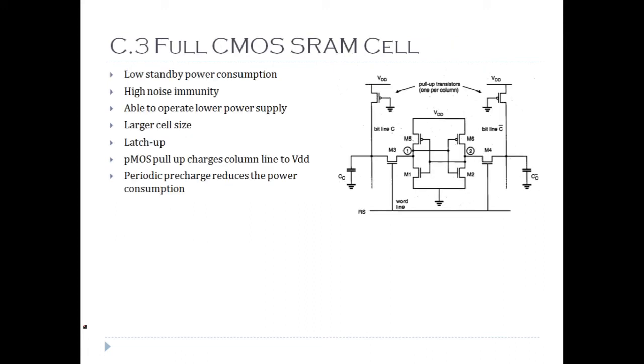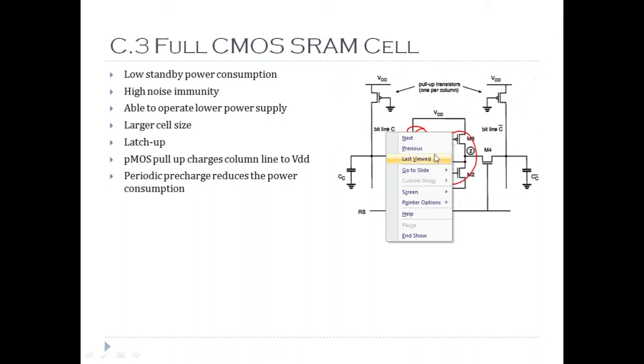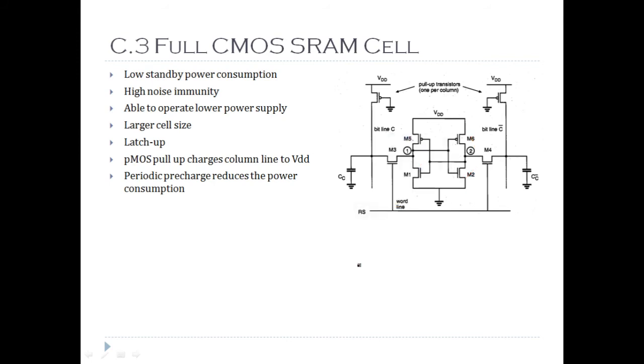Now let's discuss in detail the CMOS SRAM cell. In the CMOS SRAM cell, like we have seen, this is a CMOS inverter. This is another CMOS inverter connected in cross-coupled form. That is, the output of one is connected to the input of the other, and vice versa.